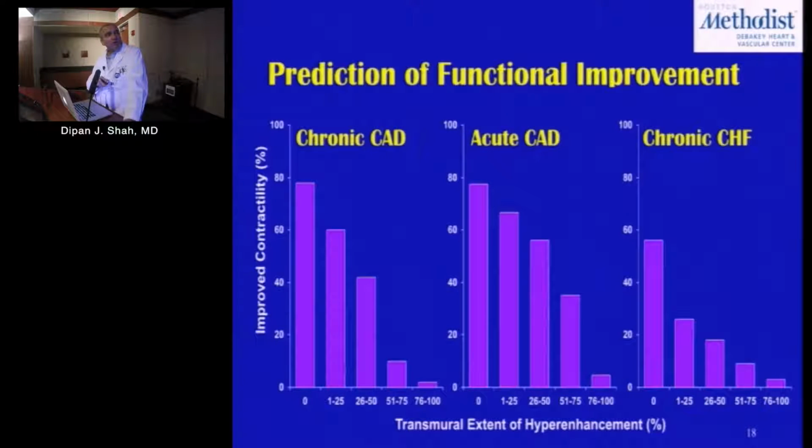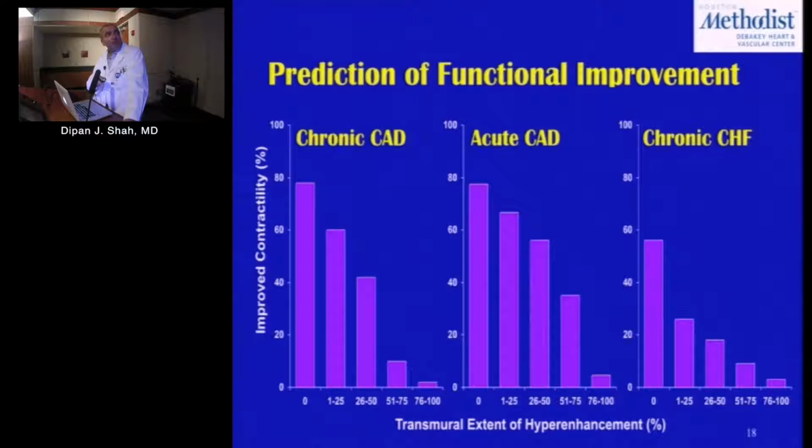Now, the other unique aspect, I think, is there's data showing not only in the chronic CAD setting, which is the data I showed you up till now, but the same inverse relationship holds if you look at patients that present with acute coronary disease, so acute myocardial infarction. In this case, we're not looking at hibernating myocardium, rather we're looking at myocardial stunning. But again, the same inverse relationship seems to hold up. That is, there's more hyperenhancement, the likelihood of improvement goes down.